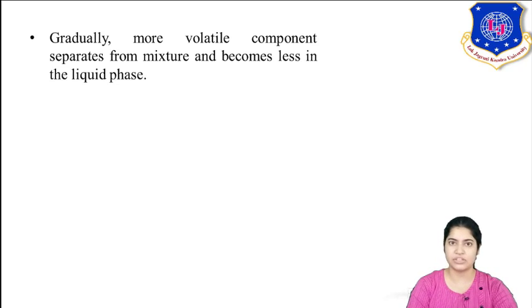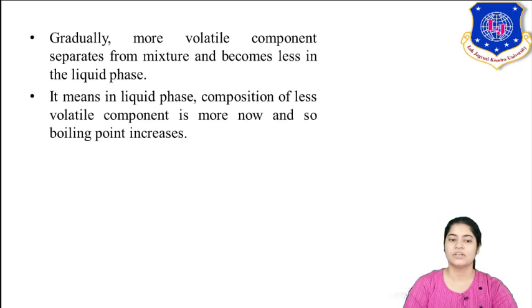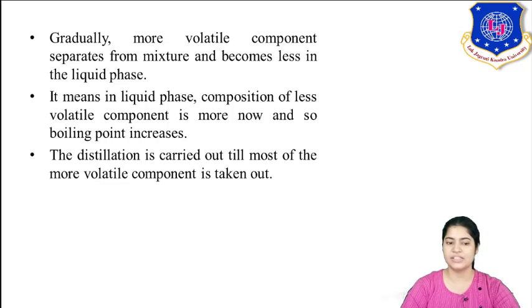But in the initial mixture, in your feed, what happens? The concentration of the more volatile component decreases. So in the liquid phase, the composition of the less volatile component is more, and the boiling point also increases. As you have taken out the maximum amount of the more volatile component, the less volatile component is high in quantity. Less volatile component means its boiling point is high. So the boiling point of this mixture has increased because the less volatile component is rich in it. This distillation is carried out till most of the more volatile component is taken out.